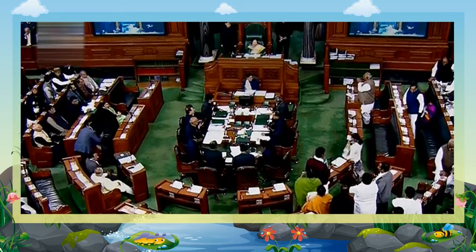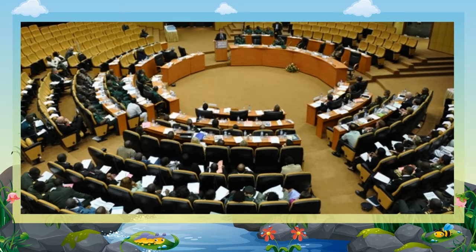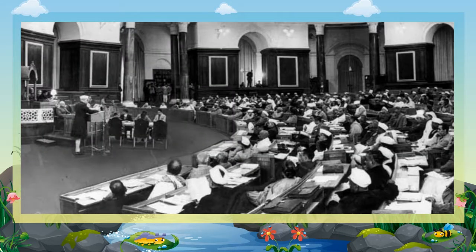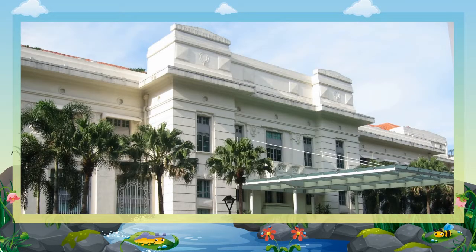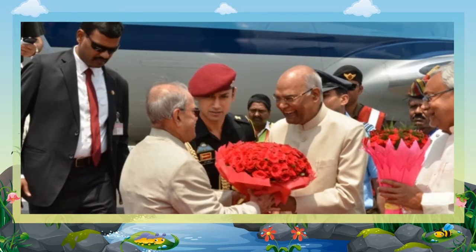The executive is headed by the president, who is the head of the state and exercises his or her power directly or through officers subordinate to him. The legislature, or the parliament, consists of the lower house, the Lok Sabha, and the upper house, the Rajya Sabha, as well as the president. The judiciary has the Supreme Court as its apex, 21 high courts, and numerous civil, criminal, and family courts at the district level. Nominally, the head of the country is the president, under whom all executive powers are vested, but the real administrator of the country is the Prime Minister.